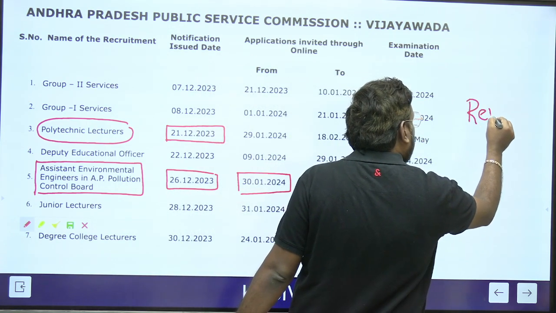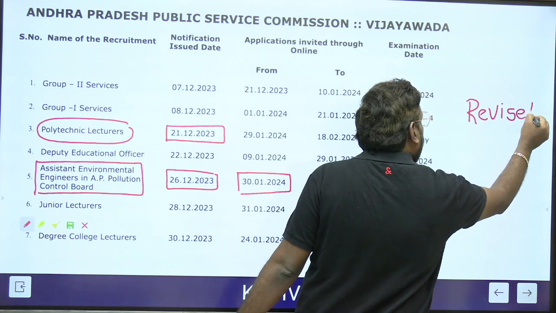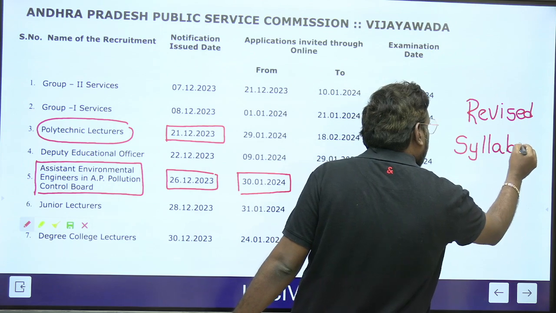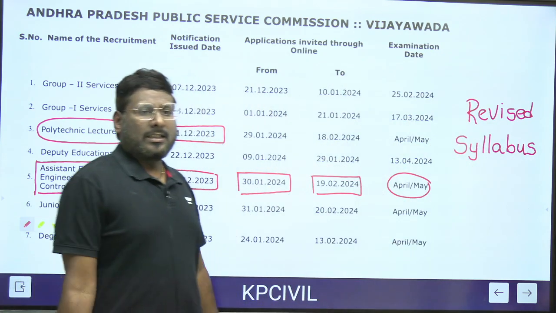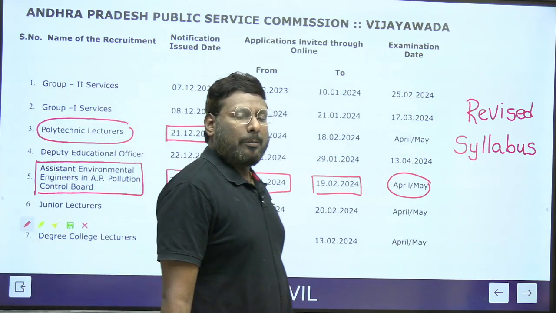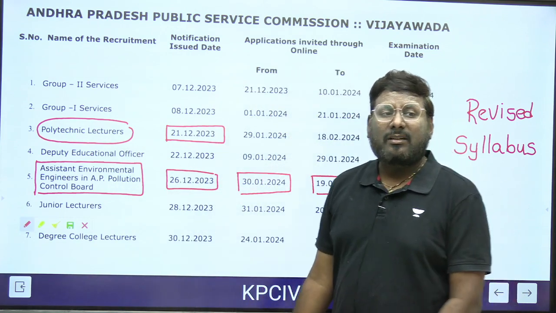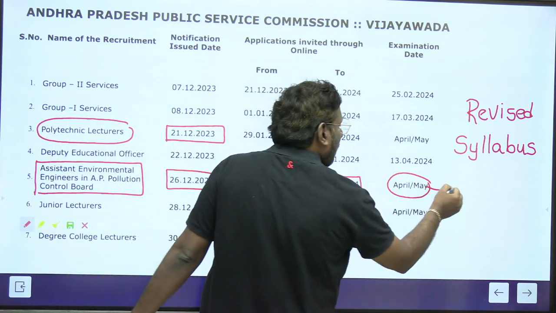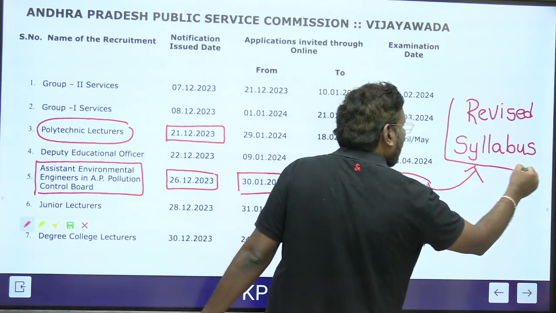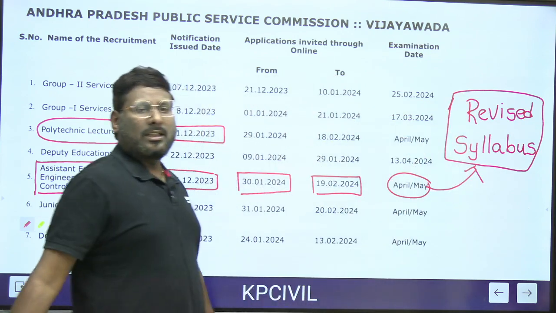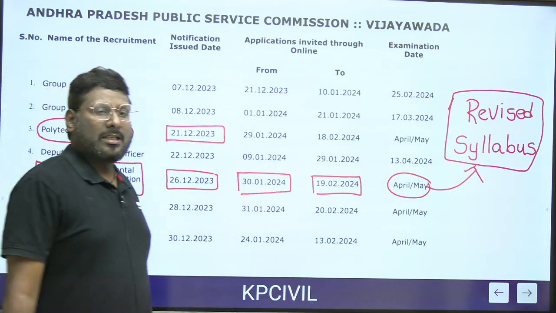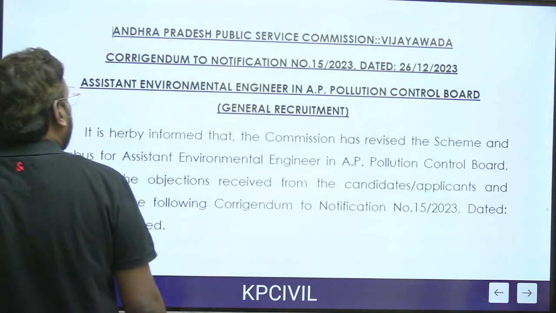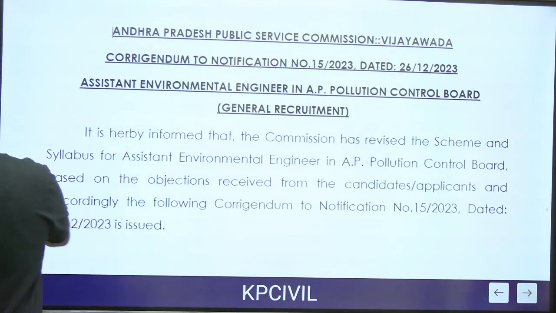So what is our session now? We are talking about the revised, latest revised syllabus for APPSC Assistant Environmental Engineer. Regarding that revised syllabus, we are talking about the APPSC Assistant Environmental Engineer position. This is given very clearly.